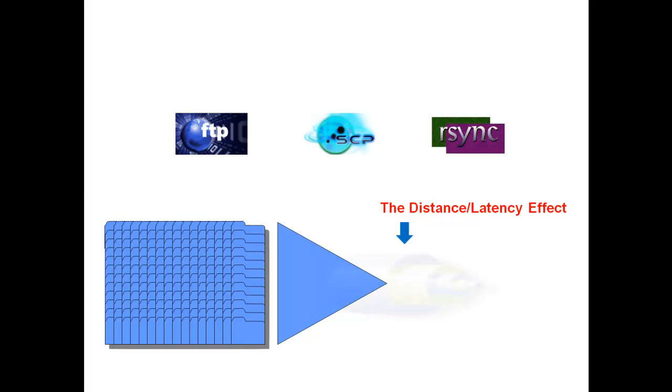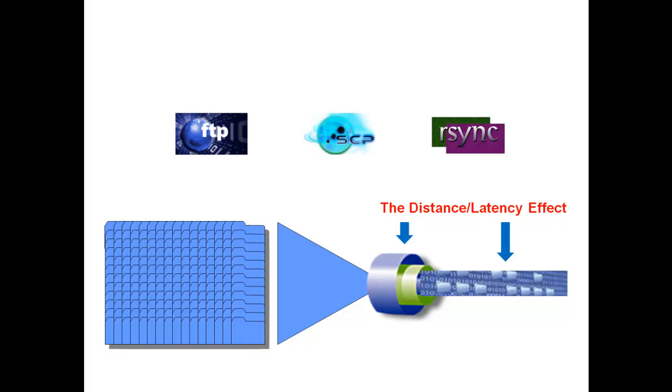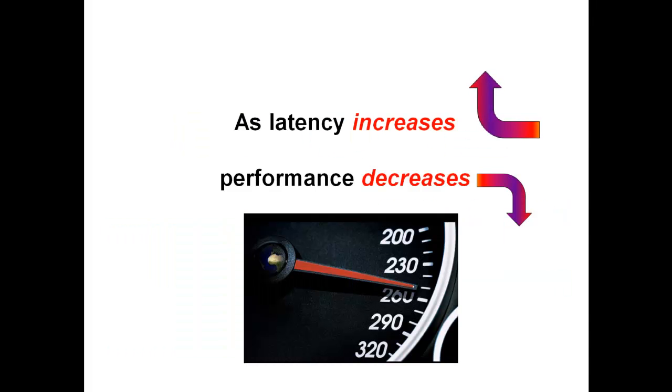Now, over a local area network where latency is usually below 1 millisecond, that's not too much of a problem, although there's much room for improvement on LANs. But if your data is traveling over a wide area network or WAN, perhaps from Los Angeles to New York, latency is about 80 milliseconds. From Los Angeles to London, latency is about 140 milliseconds. As the distance between the source and destination increases, latency takes an increasing toll on throughput. As latency increases, performance decreases.